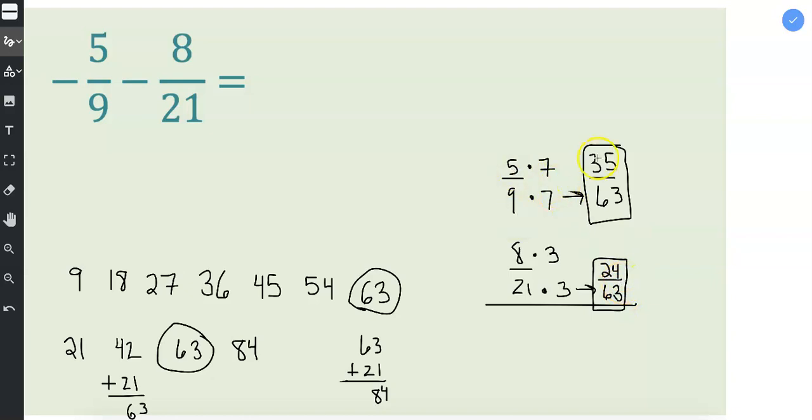So 5/9 becomes 35/63. I'm going to cross out 5/9, and I'm going to replace it with 35/63. And then I'm going to bring down this subtraction symbol. I guess I should really call that a negative symbol. And then 8/21, I cross that out, and it becomes 24/63.